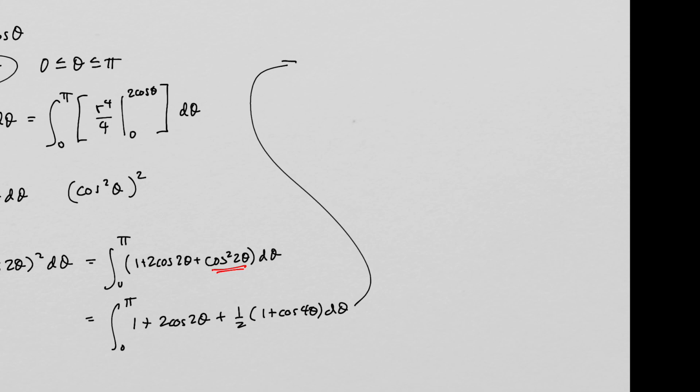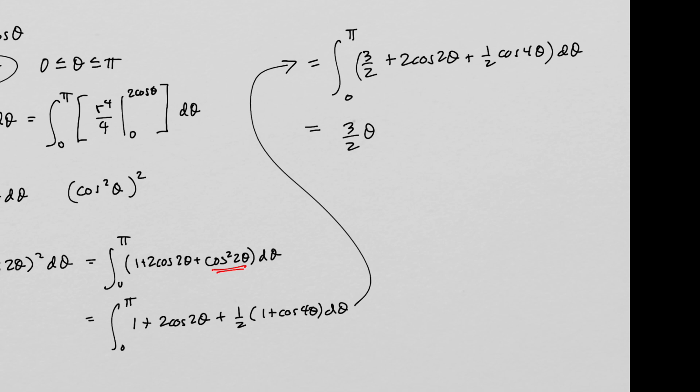Now let's go ahead and combine like terms. You'll notice that we have 1 plus 1/2, which is 3 over 2, plus 2 cosine of 2 theta, plus 1/2 cosine of 4 theta. Integrating, we have 3/2 theta, plus 2 times 1/2 sine of 2 theta, plus 1/2 times 1/4 sine of 4 theta, from 0 to pi.